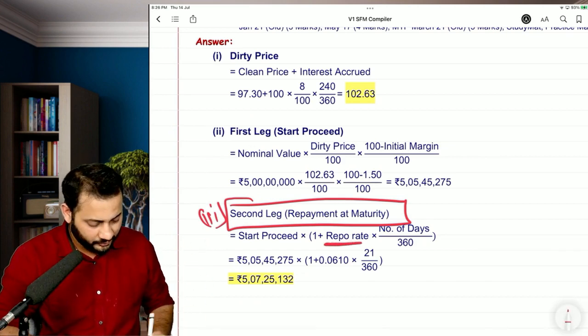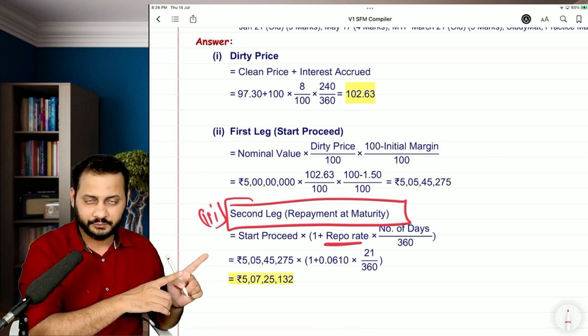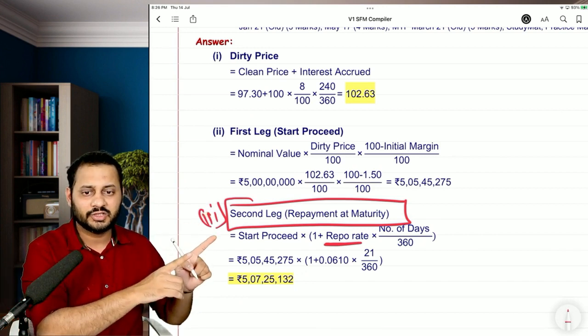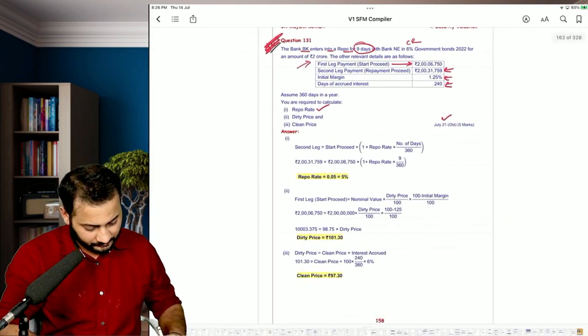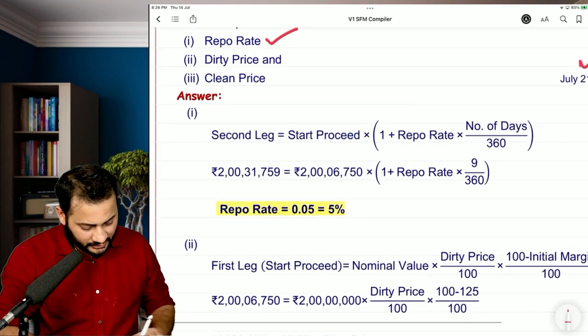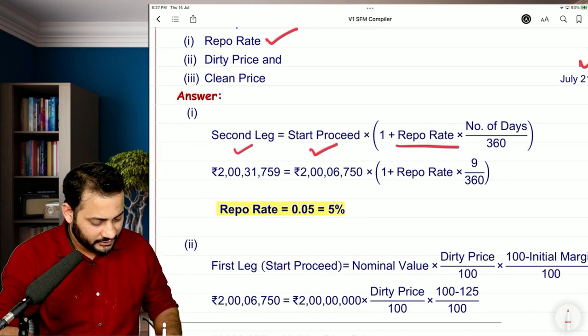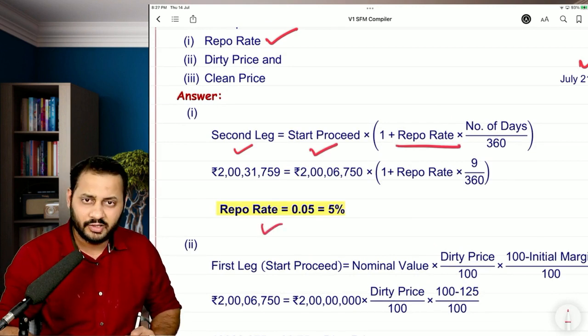This is going to be the repo rate. You put down this formula. You put down second leg is equal to start proceed into this formula. You will get the repo rate. See. Everything is given. Second leg is given, start proceed is given. This is the rate that we need. So we have calculated the repo rate.